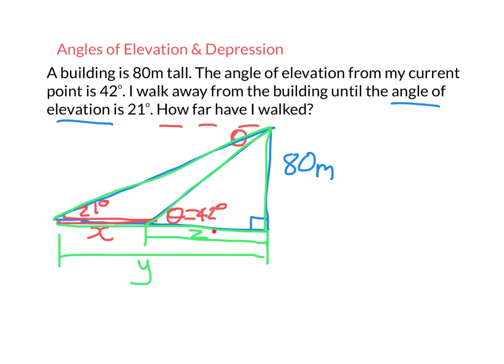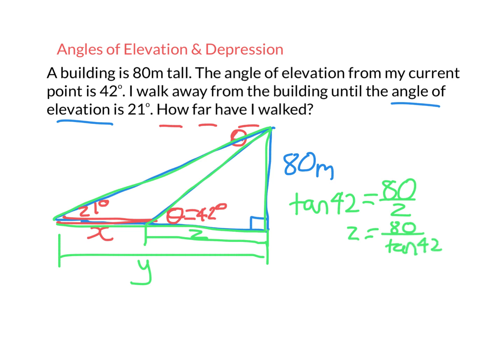So let's start off by finding z. So in this triangle here, we have the opposite. We want to find the adjacent. So z is going to be found using tan. Tan's the one we use for opposite and adjacent. So we have tan 42 equals opposite over adjacent. When you're finding the thing on the bottom, you need to divide. So z will be 80 divided by tan 42.